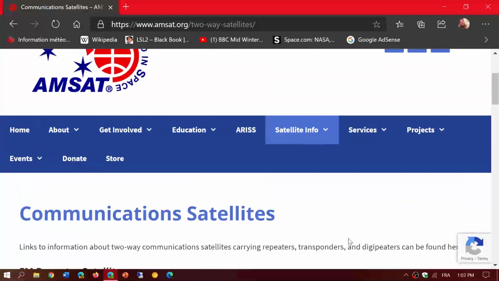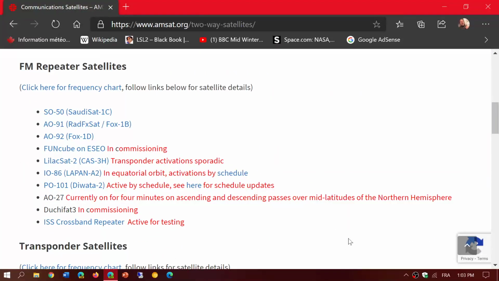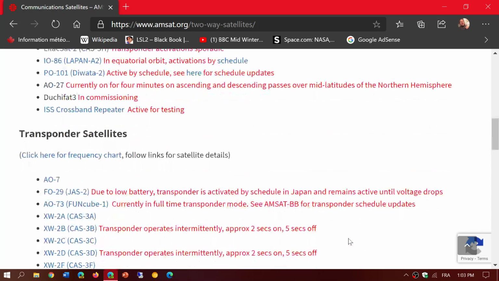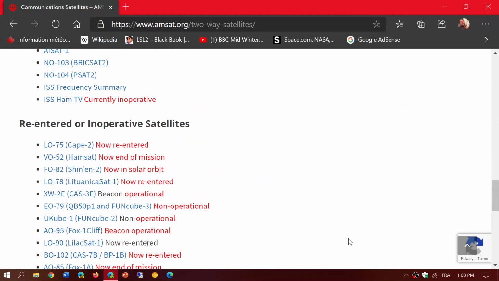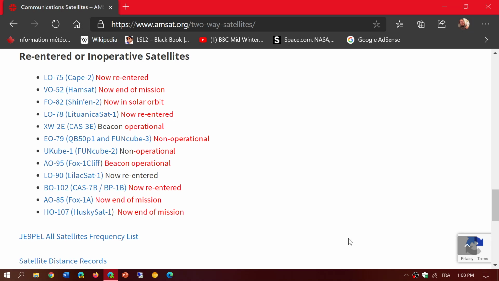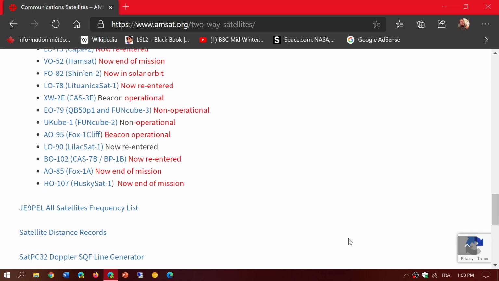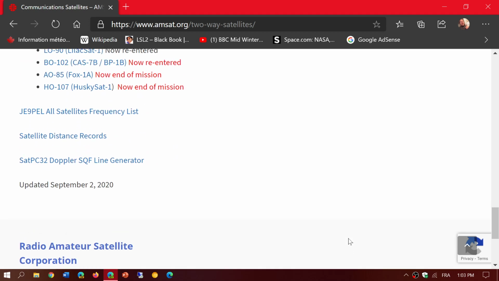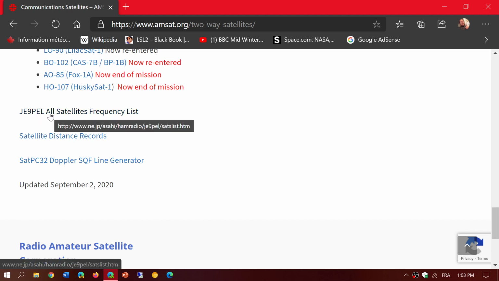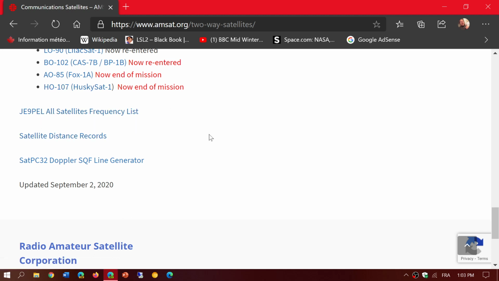And also this page is cool because the satellites are in different categories. So they have transponder, they have the ones that are digital satellites, and also they tell you the ones that re-entered or are not operational. So this gives you all the information. And they have links to some of the great websites like JE9PL and so on.